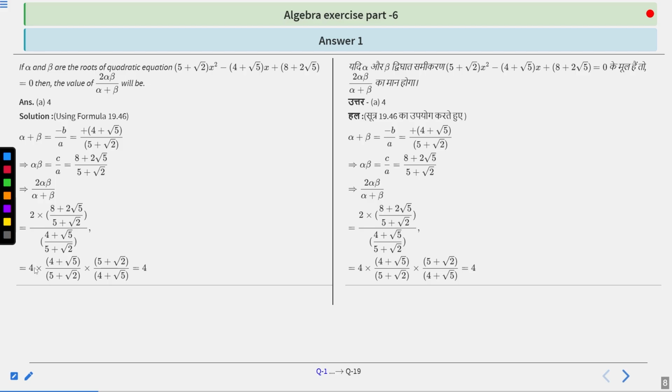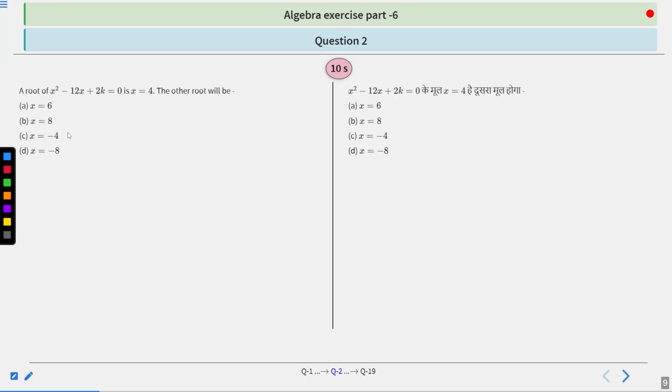So that becomes 4 times 4 plus root 5 upon 5 plus root 2, into 5 plus root 2 upon 4 plus root 5. Because from here we have taken 2 common, so 2 into 2 is 4, it will remain only 4 plus root 5 upon 5 plus root 2. This, when divided, will become 5 plus root 2 upon 4 plus root 5. 4 plus root 5 will cancel out 4 plus root 5, and 5 plus root 2 will cancel out 5 plus root 2. So only 4 will remain. That means option number A, 4, was the correct option.